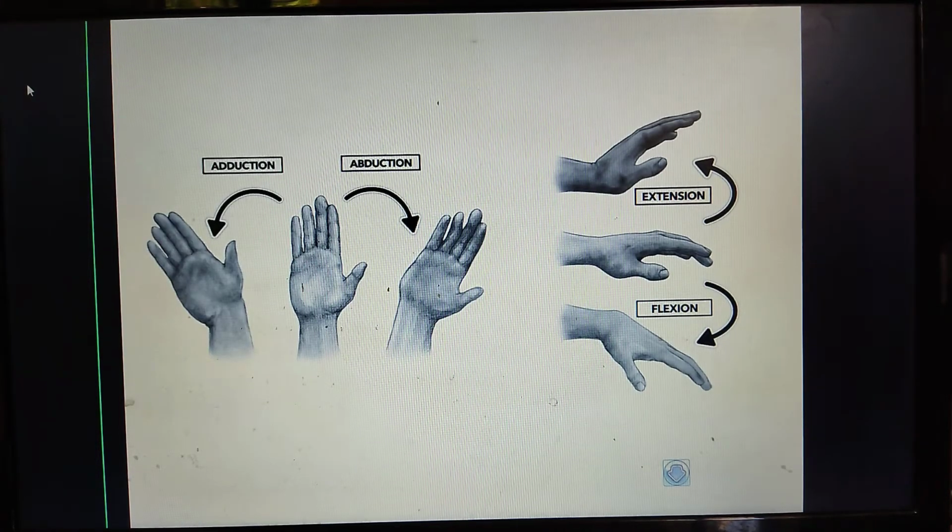Now in this picture you can see that this is adduction, or ulnar deviation. Now this is the neutral position and this is abduction or the radial deviation. From the neutral position, this is flexion and this is extension.